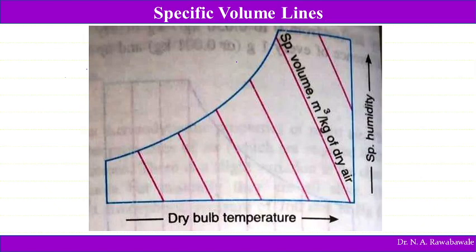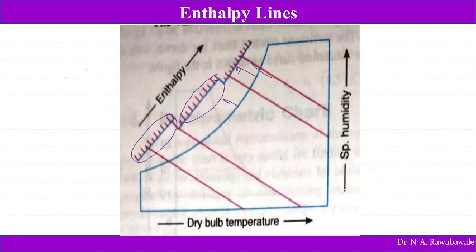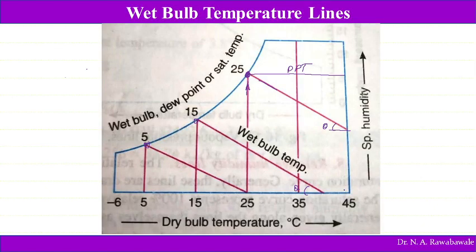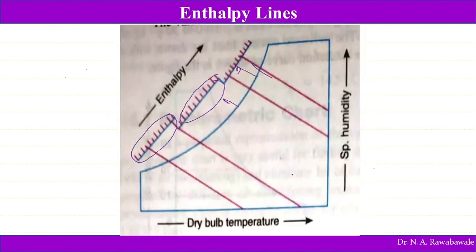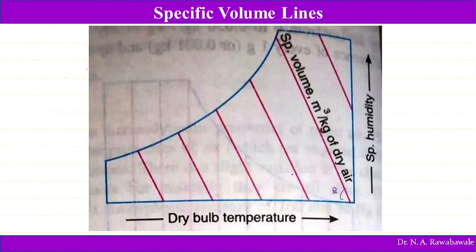Then fourth is specific volume. Specific volume is volume per unit mass of dry air. These lines are also inclined, but the angle of inclination is larger compared to the enthalpy lines as well as wet bulb temperature lines. So this angle theta, if you see, is smaller in case of the enthalpy lines, similar to wet bulb temperature, whereas the angle theta is greater in case of specific volume lines. These lines represent constant specific volume of dry air.